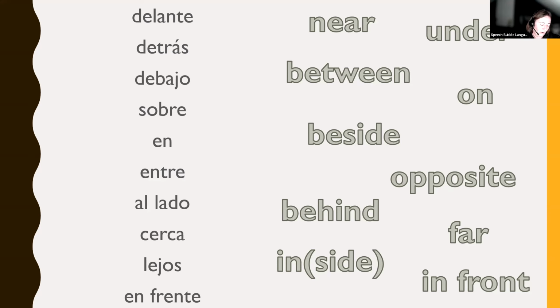Any other ones you think you might know what they are? Enfrente. I'll have a guess at in front. Enfrente is in front of. Es enfrente de mi casa. So it's in front of my house, enfrente de mi casa. Es enfrente del restaurante. It's in front of the restaurant. Okay, enfrente. Muy bien.